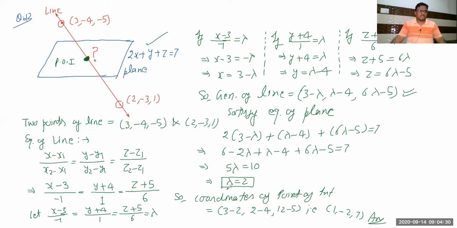Now, our next question is question number 16. If O be the origin and the coordinates of P be (1, 2, -3), then find the equation of the plane passing through P and perpendicular to OP.